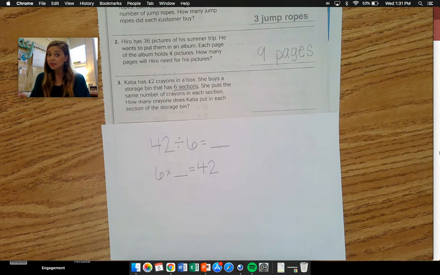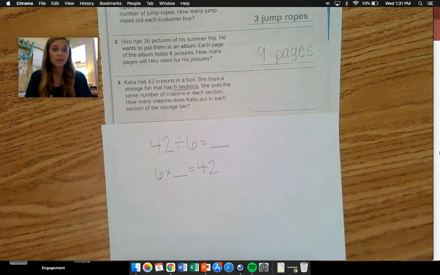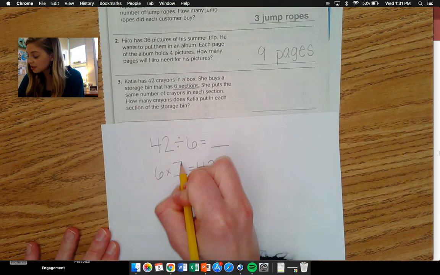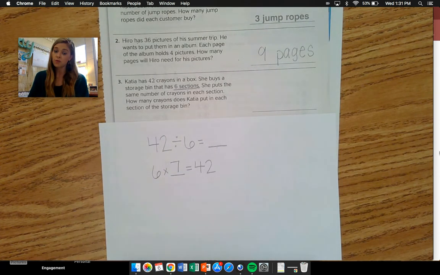So I'm looking at my little poster behind me of the skip counting. I'm thinking of a song in my head. If you're in my class, you'll know the skip counting song. It says 6, 12, 18, 24, 30, 36, 42. I just skip counted by sixes and it took me 7 times to get to 42. So the answer is 7. 6 times 7 equals 42.